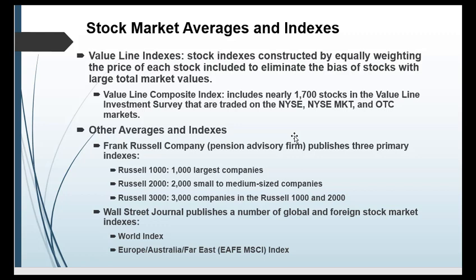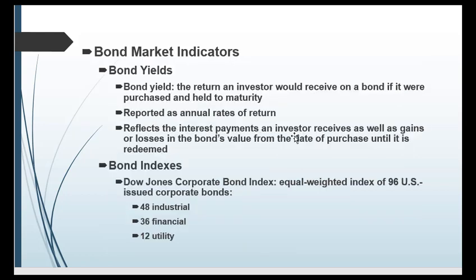There's the Russell companies. The Russell 1000 is the 1,000 largest companies. The Russell 2000 are 2,000 small to medium-sized companies. So if you think of it, the Russell 1000 is the first 1,000, the Russell 2000 is the next 2,000, and the Russell 3000 is the 3,000 stocks. So again, this is just to point out there are so many different indexes and things to look at.